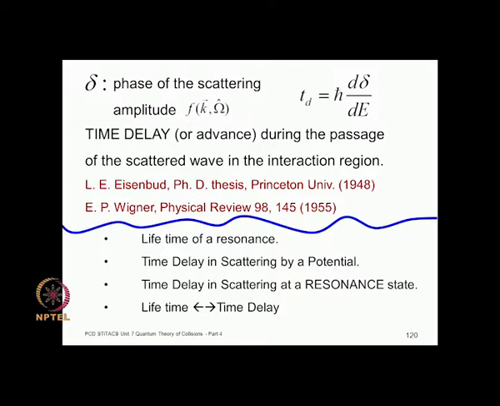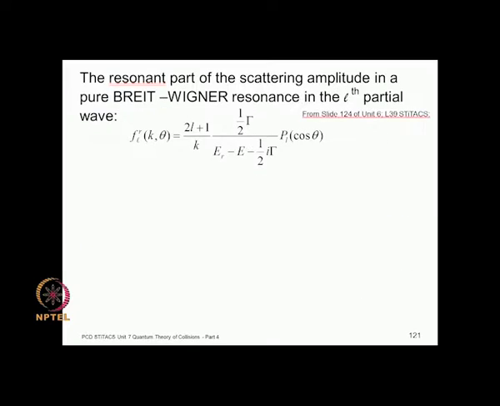Now, we have discussed the lifetime of a resonance. We have discussed the time delay in a scattering process by a potential. We can talk about the time delay in scattering at a resonance, and we can ask what is the relationship between lifetime and time delays, because all of these have some sort of relationship with each other. They are all on a time scale, but what exactly are the relationships? I will make a few comments on this, which are quite simple.